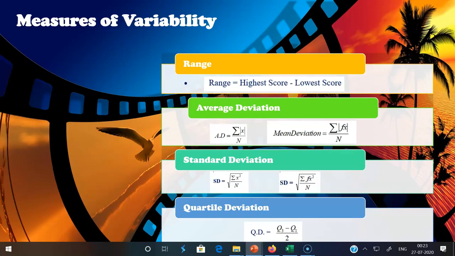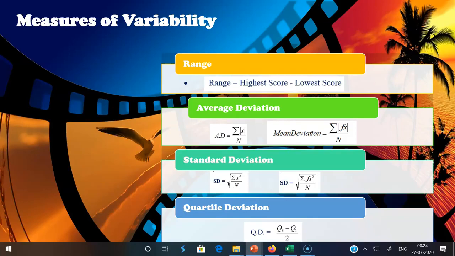For the calculation of average deviation for ungrouped data, the formula is the summation of modulus of small x divided by n, where small x is capital X minus M, which is nothing but the deviation of the raw score from the mean. N here refers to the number of scores.